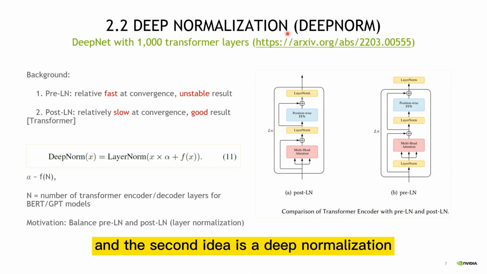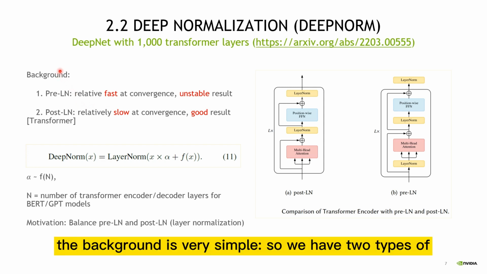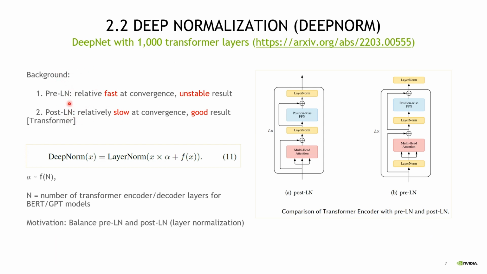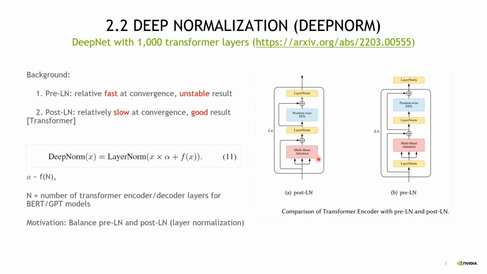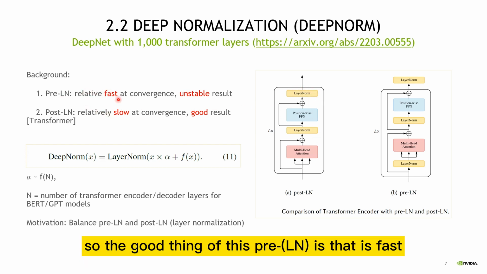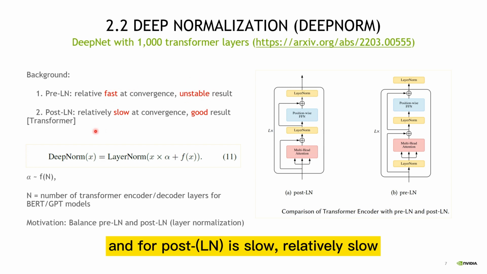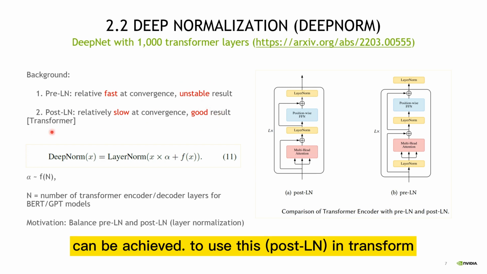The second idea is deep normalization. We borrowed this idea from DeepNet, which was proposed by Microsoft researchers this March. They successfully used this idea to build a 1,000-layer transformer for machine translation. The background is very simple. We have two types of layer normalization, pre-normalization and post-normalization, which are different positions of layer normalization. The good thing about pre is that it's fast, but unstable. And post is relatively slow, but good results can be achieved, so it is used in the transformer.